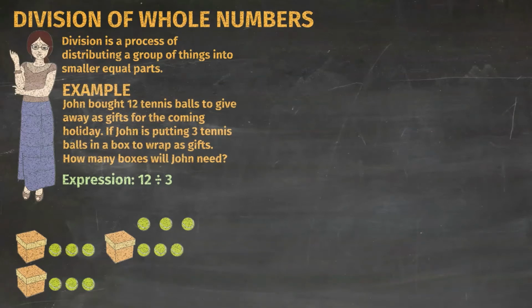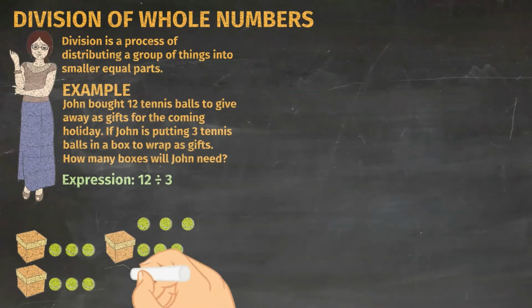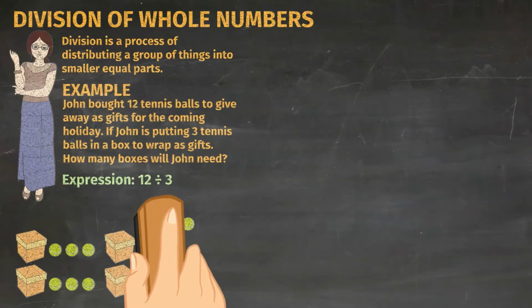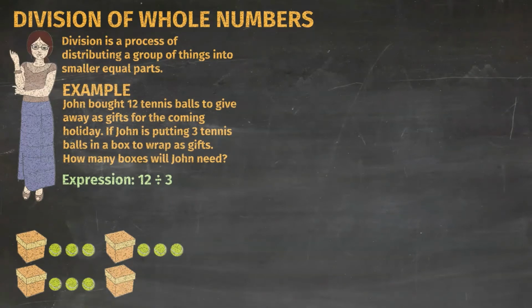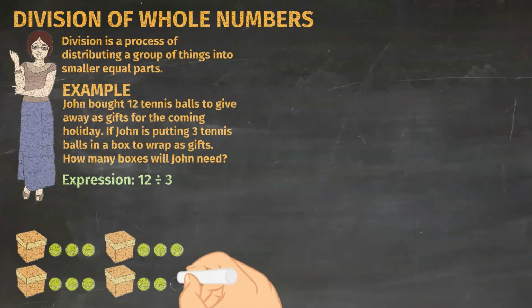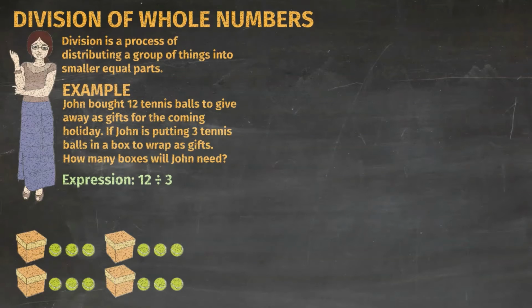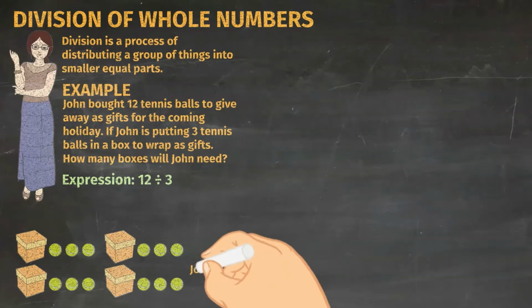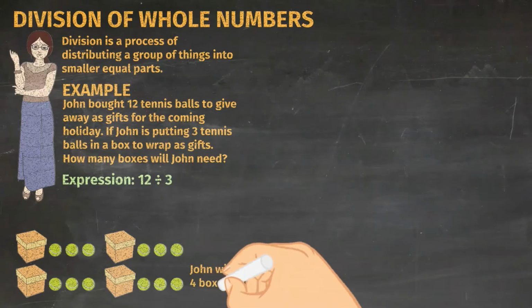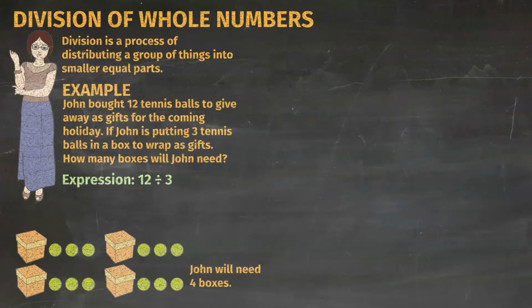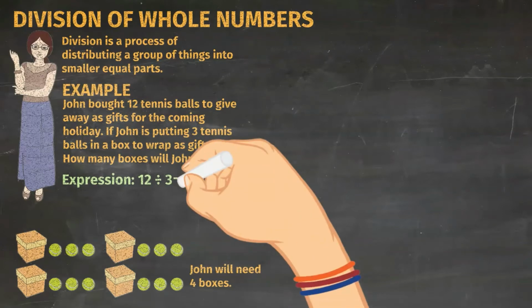Can we have one more box to fill? Yes, we can. So, let us take the remaining 3 tennis balls and assign them to the fourth box. That means all tennis balls are distributed without any remainder. How many boxes did we fill with 3 tennis balls each? The answer is 4. John, therefore, will need 4 boxes if he wants each box to have 3 tennis balls. 12 divided by 3 is therefore equal to 4.